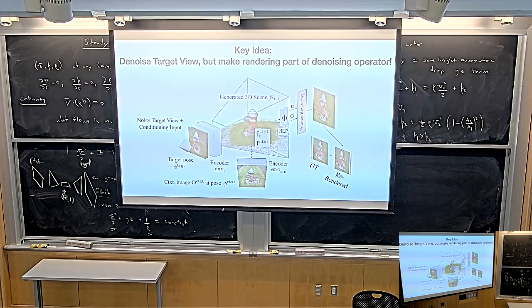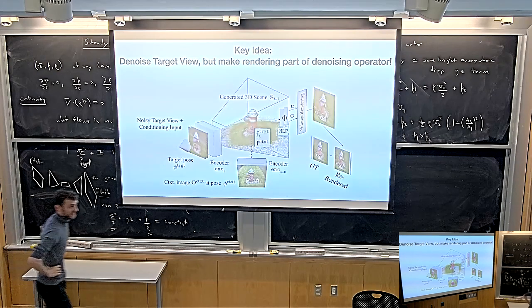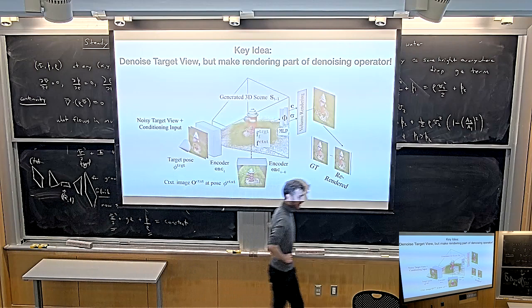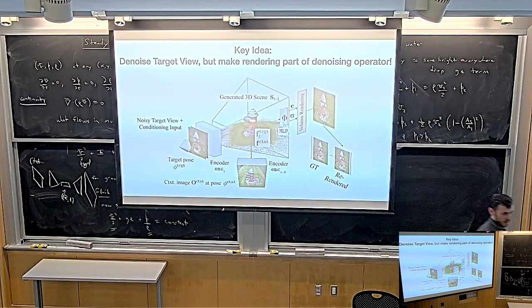Okay. And what's nice about this? There's lots of nice things about this. Just to be clear, at test time, how do you sample a 3D scene? At test time, you would take a picture, and then you pick a random camera pose, like this camera pose, and then you just start with perfect noise at that camera pose.